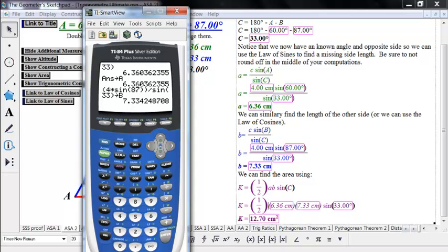So now I want to get the area. It's 0.5 times alpha A times alpha B times the sine of angle C. C was 33 degrees. And this should be the area. Yeah, that's correct. 12.7032914 square units, square centimeters in this case.